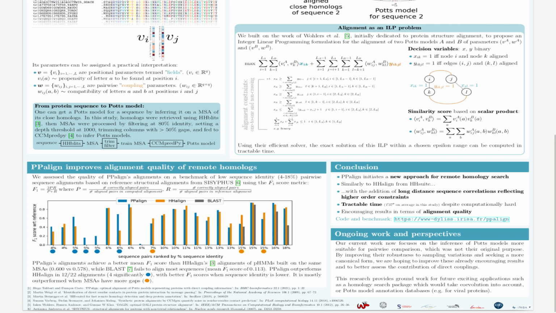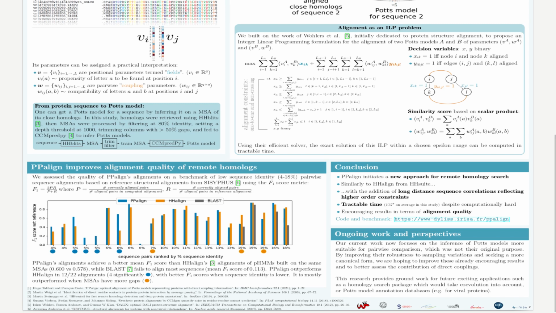We showed that direct coupling information could improve the quality of sequence alignments, in some cases significantly, which suggests that Potts models might be a valuable alternative to profile hidden Markov models to perform alignment-based homology search.